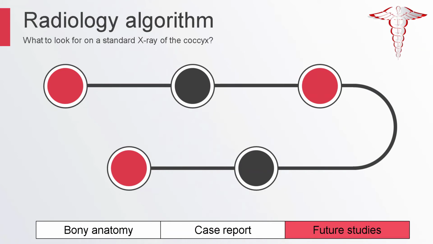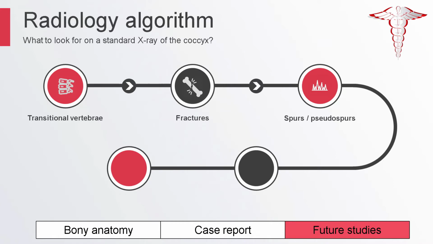So let's say we were to come up with an algorithm on how to go through a standing X-ray. A good place to start would be saying, okay, is there a transitional vertebrae? Because you want to count the number of coccyges, you want to know where the SC joint is. You want to orientate yourself. Next, obviously look for a fracture, because it's the first thing you look for. And you want to use high magnification, as we saw, fractures are easy to miss in the coccyx.